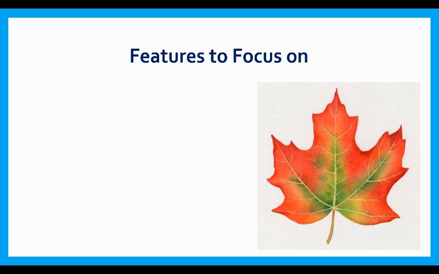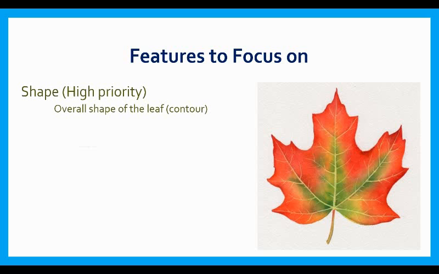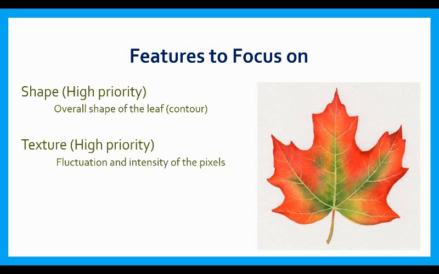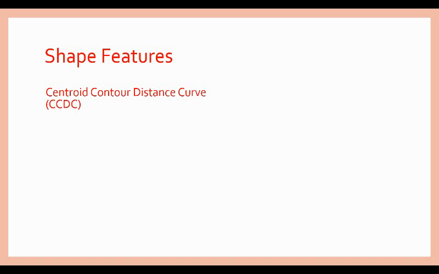To determine which class the leaf belongs to, we're going to need to focus on a few features: the overall shape of the leaf, the fluctuation and intensity of pixels within a window, and a few detailed components about the perimeter.